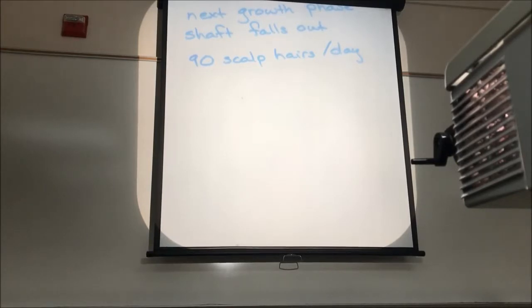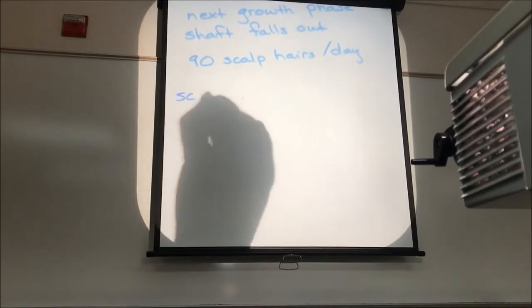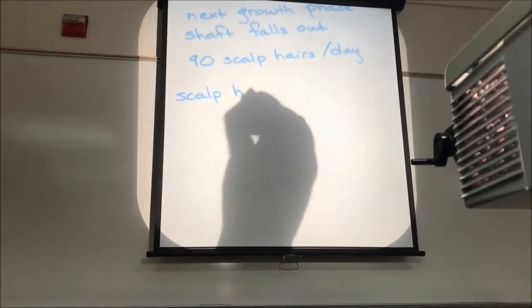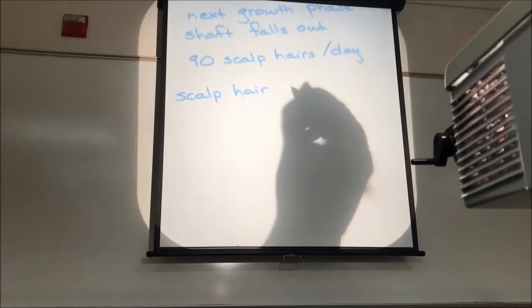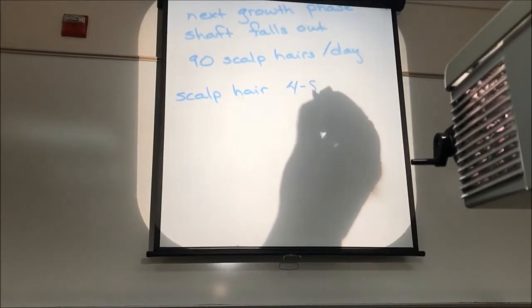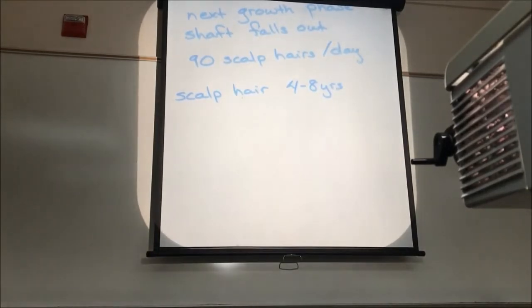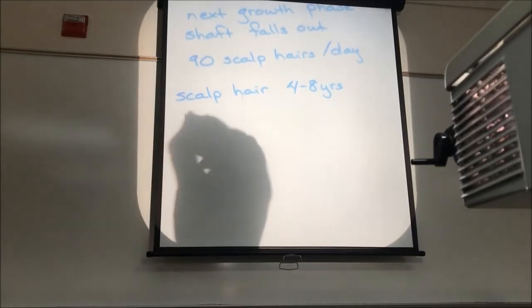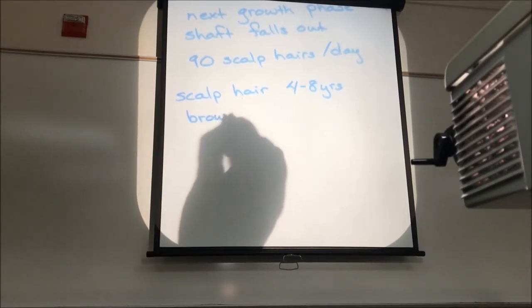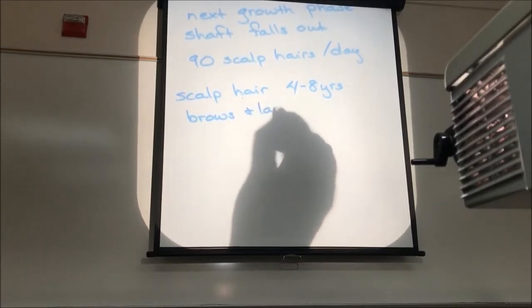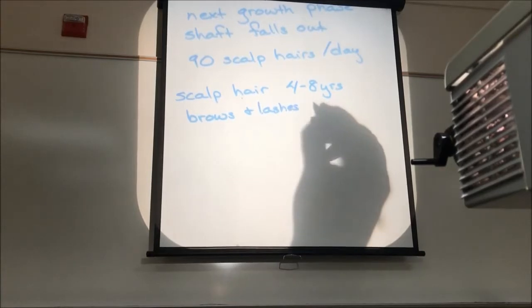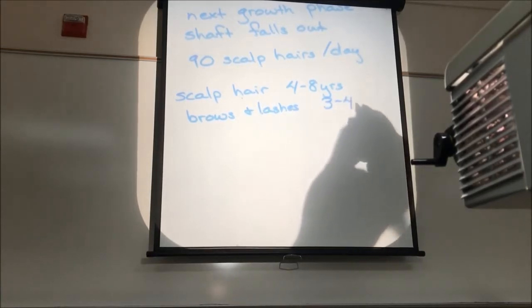It's you. All right. The length of the growth cycle varies a lot. With scalp hairs, an entire cycle can go anywhere from 4 to 8 years, while other terminal hairs like brows and lashes will have a growth cycle of only 3 to 4 months.